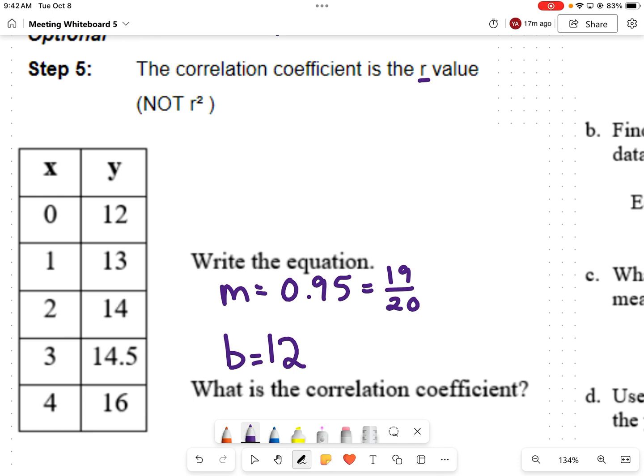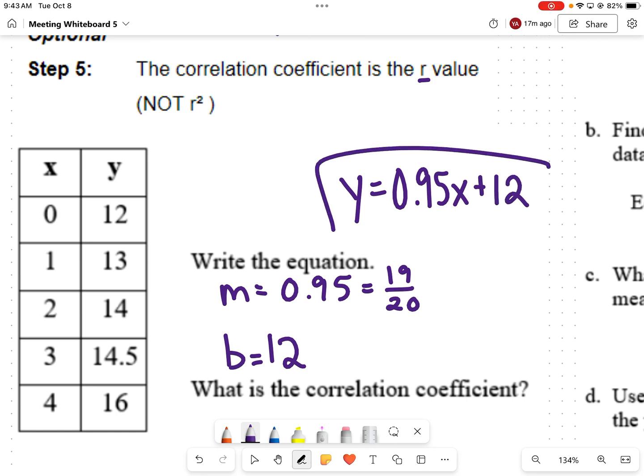So now we need to write our equation in mx plus b form. Y equals, you could put 0.95 x, but if you are typing in slope, you want to change it to a fraction. But I'm just going to keep it as my decimal, and it's fine. Plus 12. 0.95x plus 12. If it's a multiple choice question and your answers gave you a fraction, that's when you would want to know that 0.95 is 19 over 20.